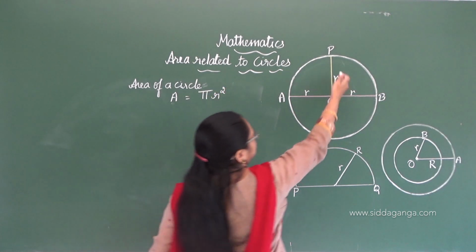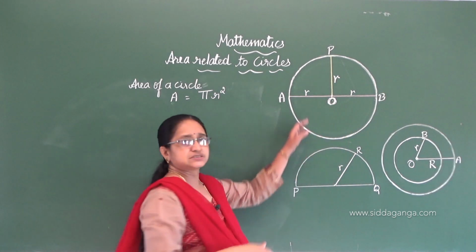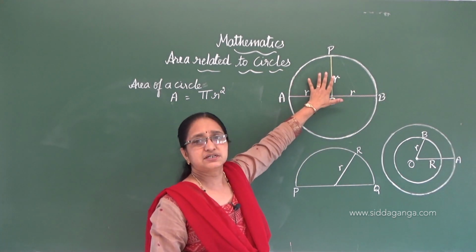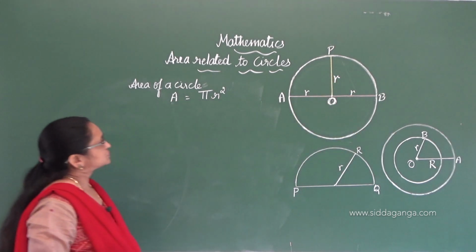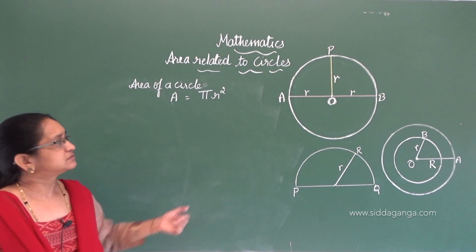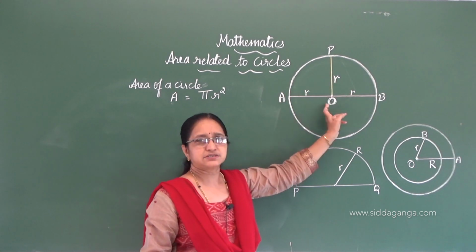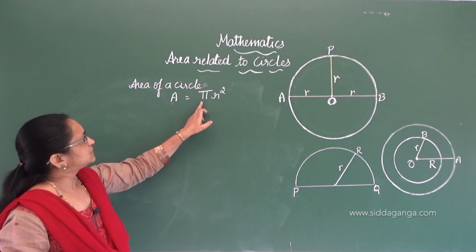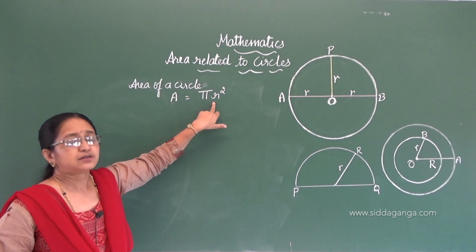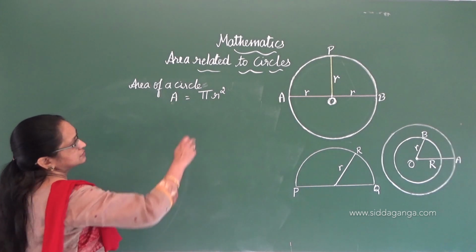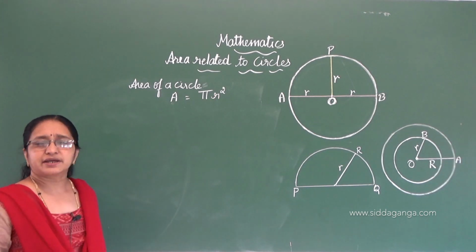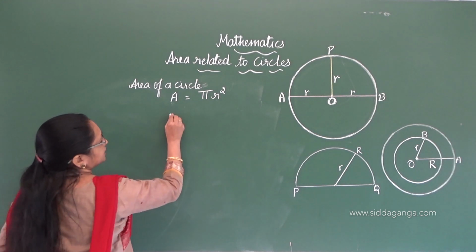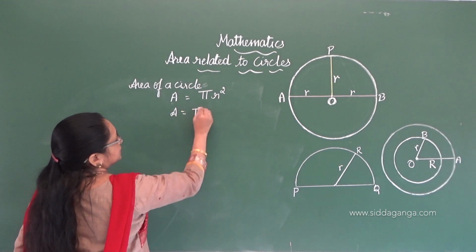Area means the region covered by the circle, the inner region. The area occupied by the plane figure, see, the area occupied by this circle is called the area. Now it is equal to pi r square, and also you know that r can be written in terms of diameter also. How can we write it in terms of diameter?